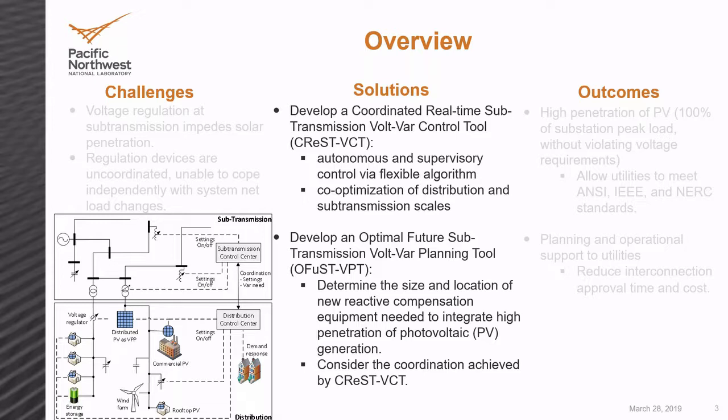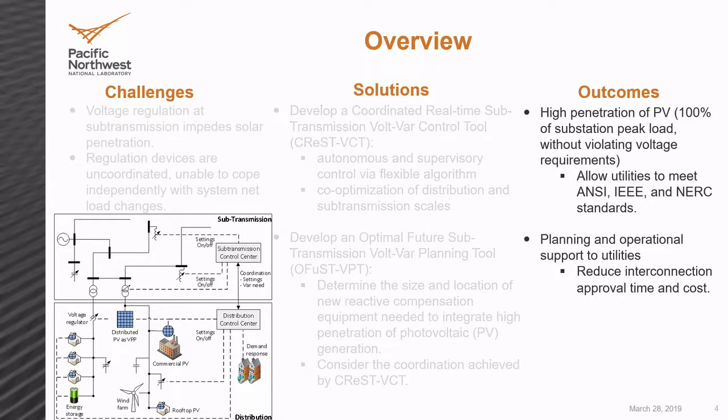We couple that with another tool for long-term planning, for a utility. If you have this kind of tool, how can you plan for long-term penetration of PV, or how can you enable your system to absorb higher penetration of distributed PV? This planning tool we called Optimal Future Subtransmission Volt-VAR Planning Tool. The objective of this tool is to determine what kind of reactive power devices I need to put in my system, given that I can take advantage of the PV smart inverter capabilities. In my presentation today, I'll mainly cover the operation tool.